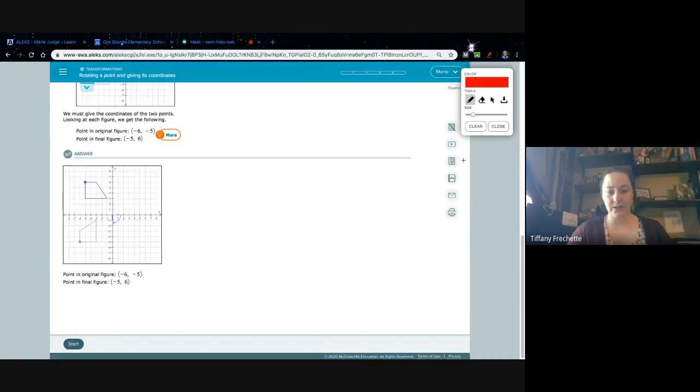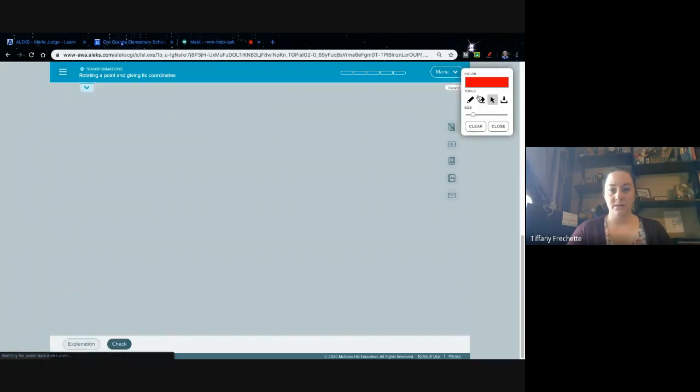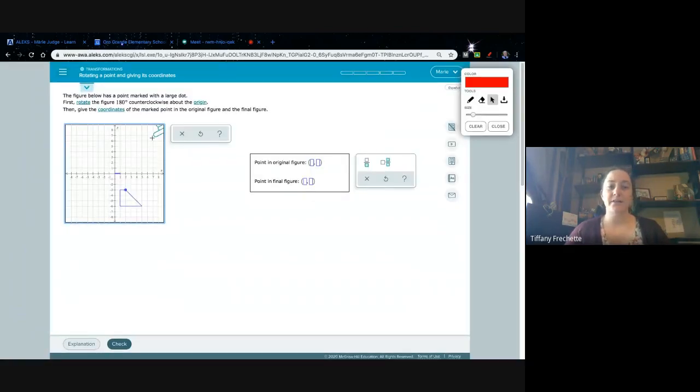All right, so let's actually look. All right, so it says the figure below has a point marked with a large dot. All right, we can see the figure with the large dot on it. First, rotate the figure 180 degrees counterclockwise about the origin. So we see this bold line here, and you can see how my cursor turns into a large pointer finger. So I want to click on that, and then it looks like it grabs it. I don't have to hold it, so I'm not clicking and holding. It'll just hold on to it until I click again.